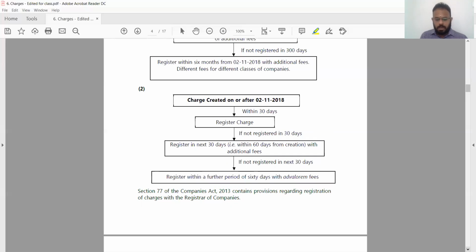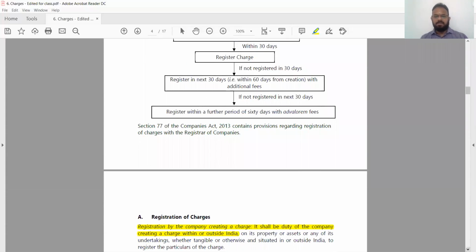Next 30 days means what? 30 plus 30, 60 days. Within 60 days from the creation, with the additional fees, if not registered in the next 30 days. That means they have given registration within a period of 60 days with ad valorem fees. Ad valorem means based on that particular difference, you will have to pay it. So registration of charges: 30, if not 30, within the next 30, 60 days totally. So that's what they wanted to cover. So 60 plus 60, 120 days is the easy way to remember.